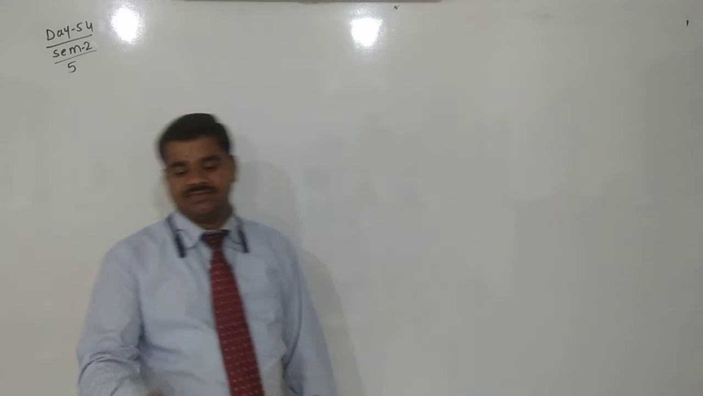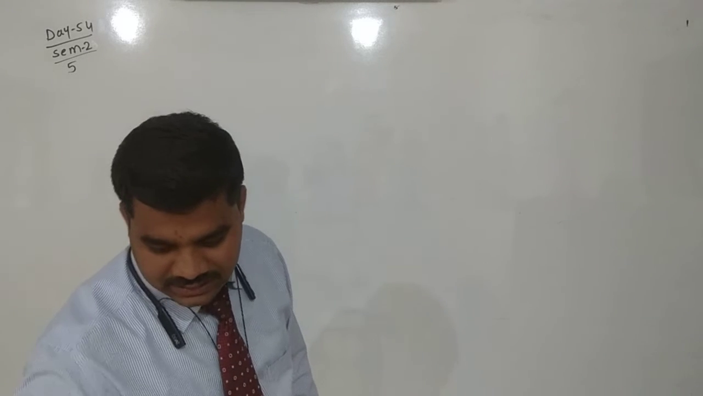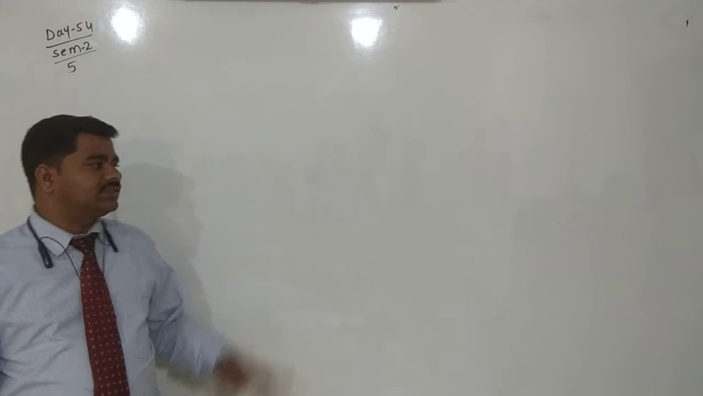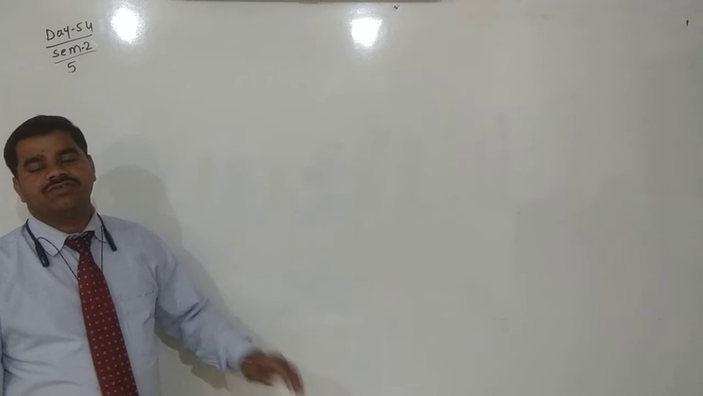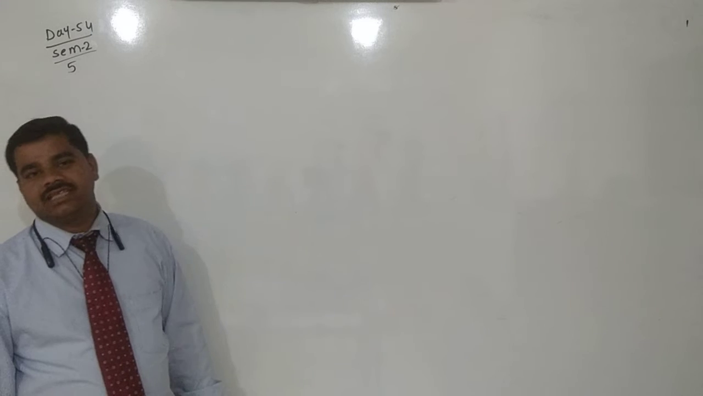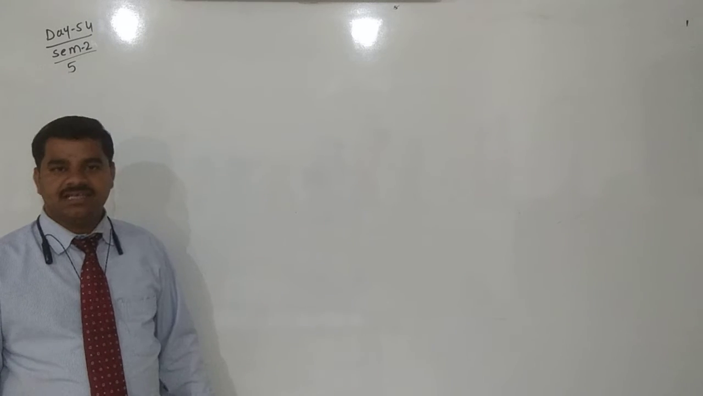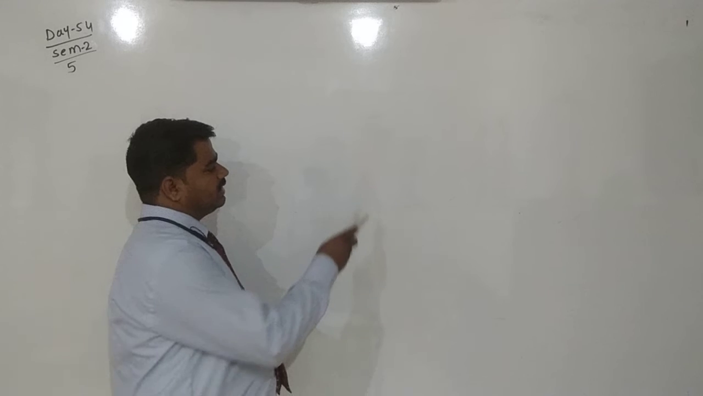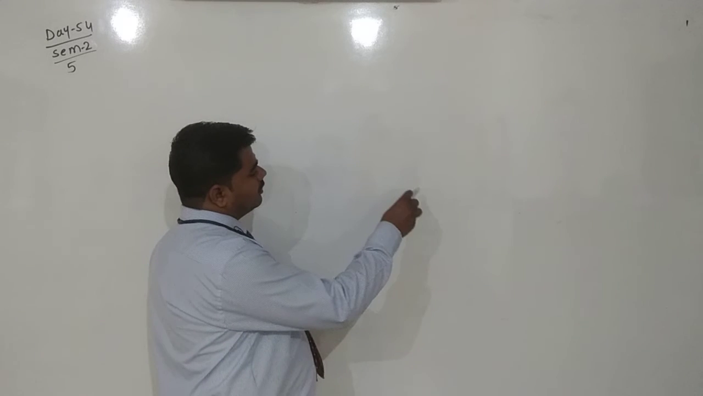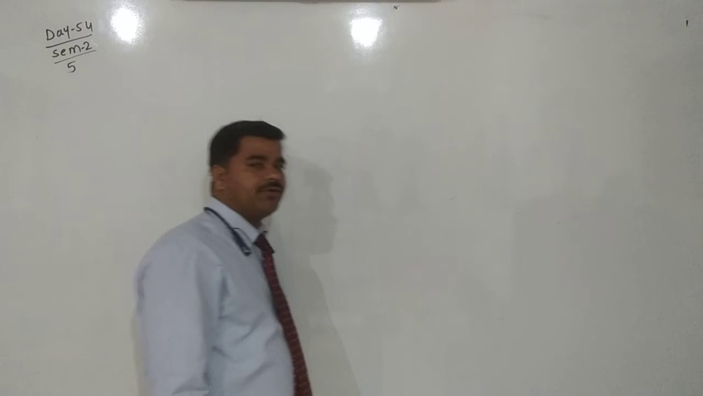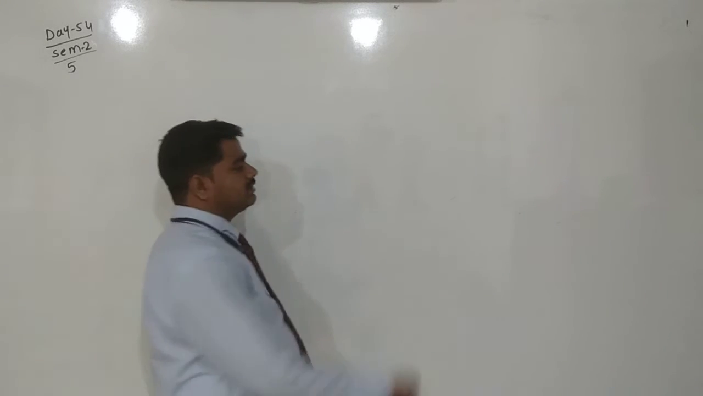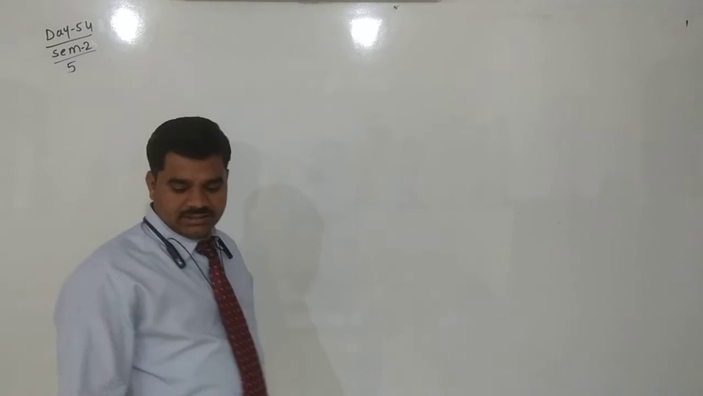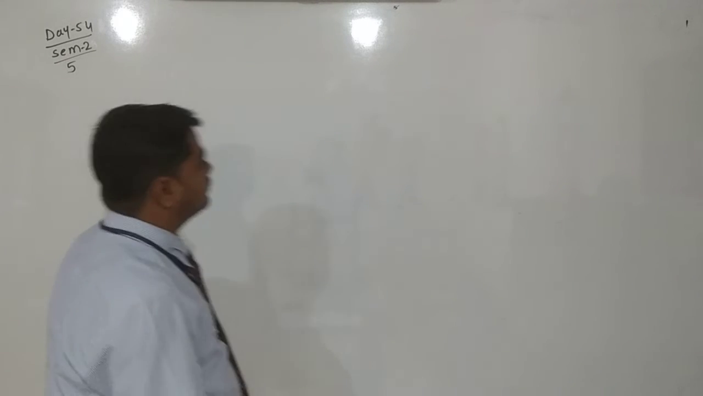In the previous class, we were discussing the lesson about speed, distance, and time. We calculated the speed by using the formula: distance divided by time equals speed. If you want the distance, we can find distance. If you want time, we can find it using this. Now here is one simple problem.